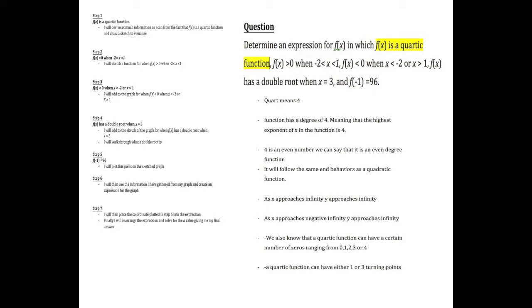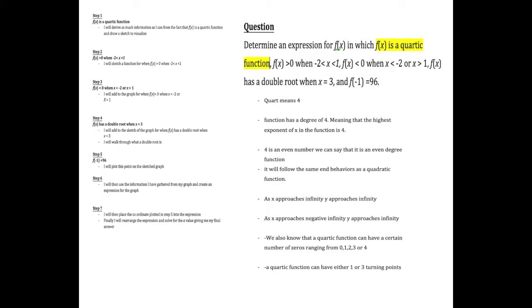Step 1. So we're going to derive as much information as we can from the fact that this function is a quartic function. We know that quart means 4, so we can say that this function has a degree of 4, meaning that the highest exponent x can have in this function is 4.